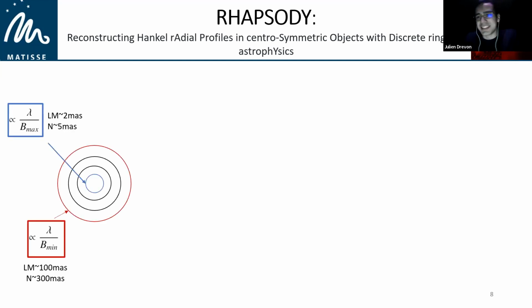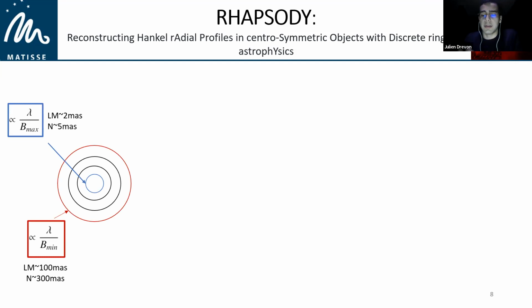So next, Rhapsody. Rhapsody stands for reconstructing anchor radial profile centrosymmetric object with discrete rings for astrophysics. Sorry for this, but I'm a huge fan of Queen, and I wanted to call my code Rhapsody, and then I needed to find something which fits with the acronym. So basically, Rhapsody is made of a uniform disk, and then concentric rings around.